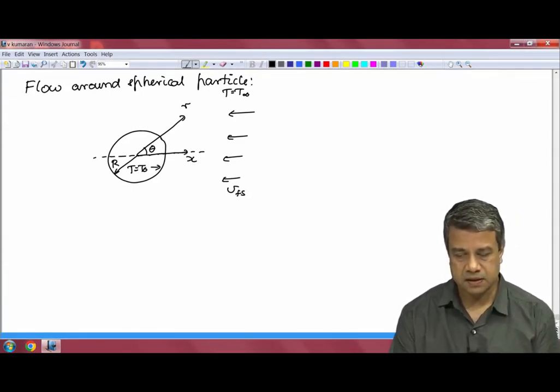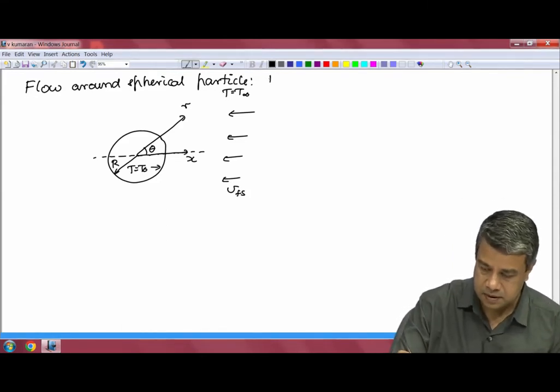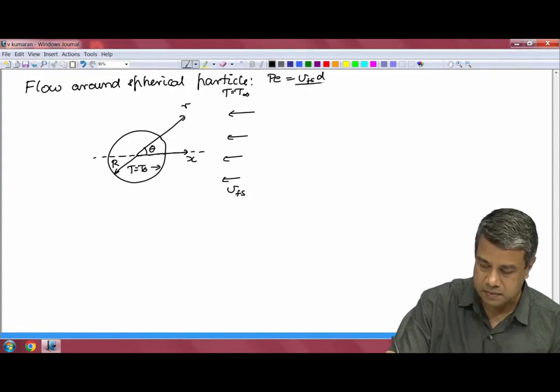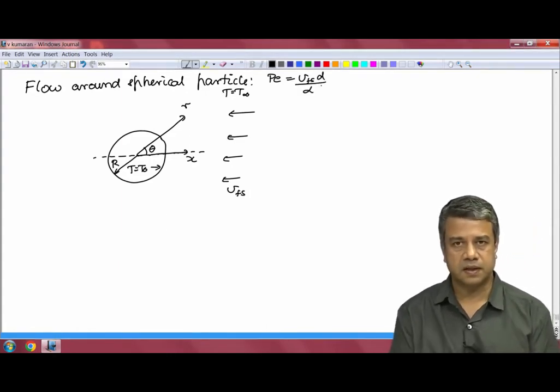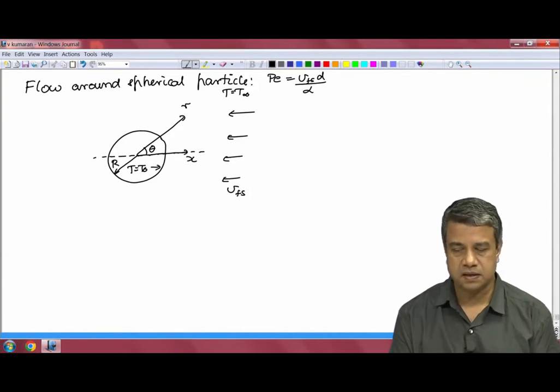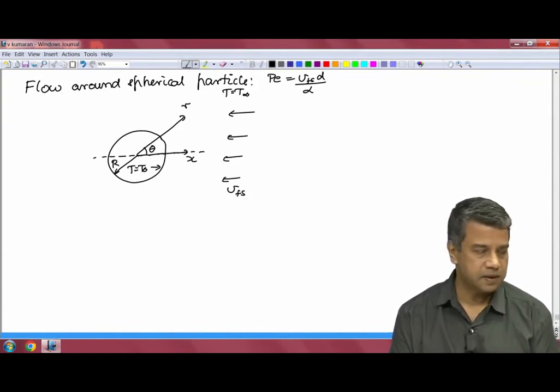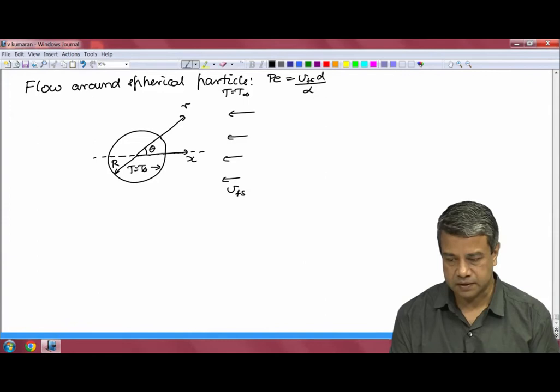And we consider this for high Peclet number. Peclet number, I will define it as V free stream into diameter by alpha. That is the Peclet number definition. In this case, the free stream velocity times the diameter divided by the thermal diffusivity.